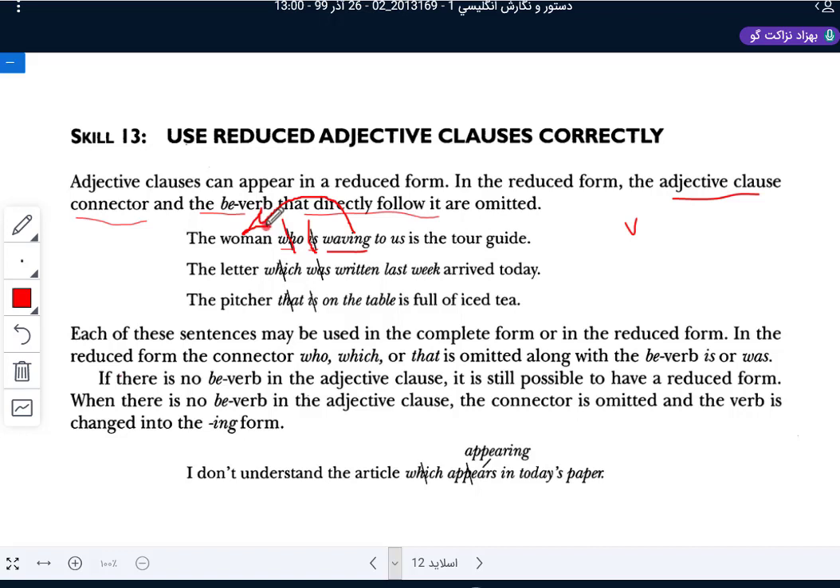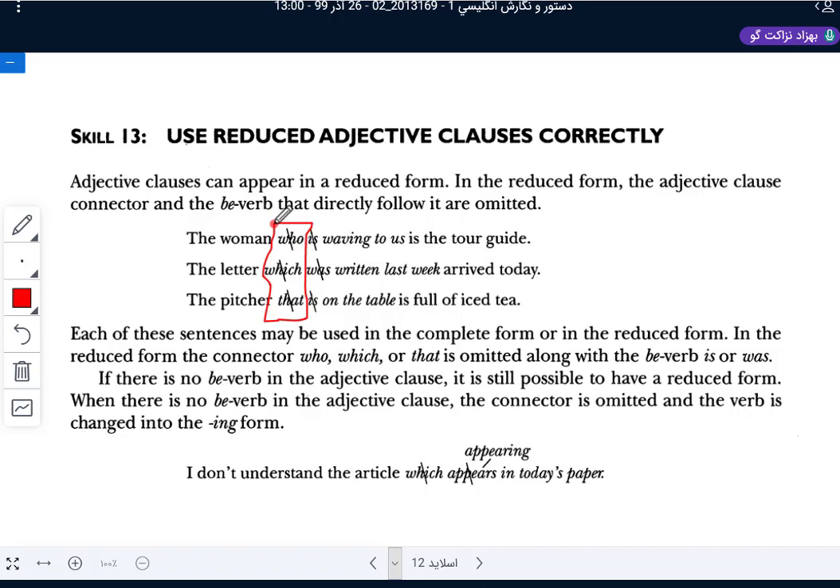So this is correct. The same is true with letter. You know who, which, and that. These are relative clause connectors, or adjectival clause connectors. These are relative pronouns.